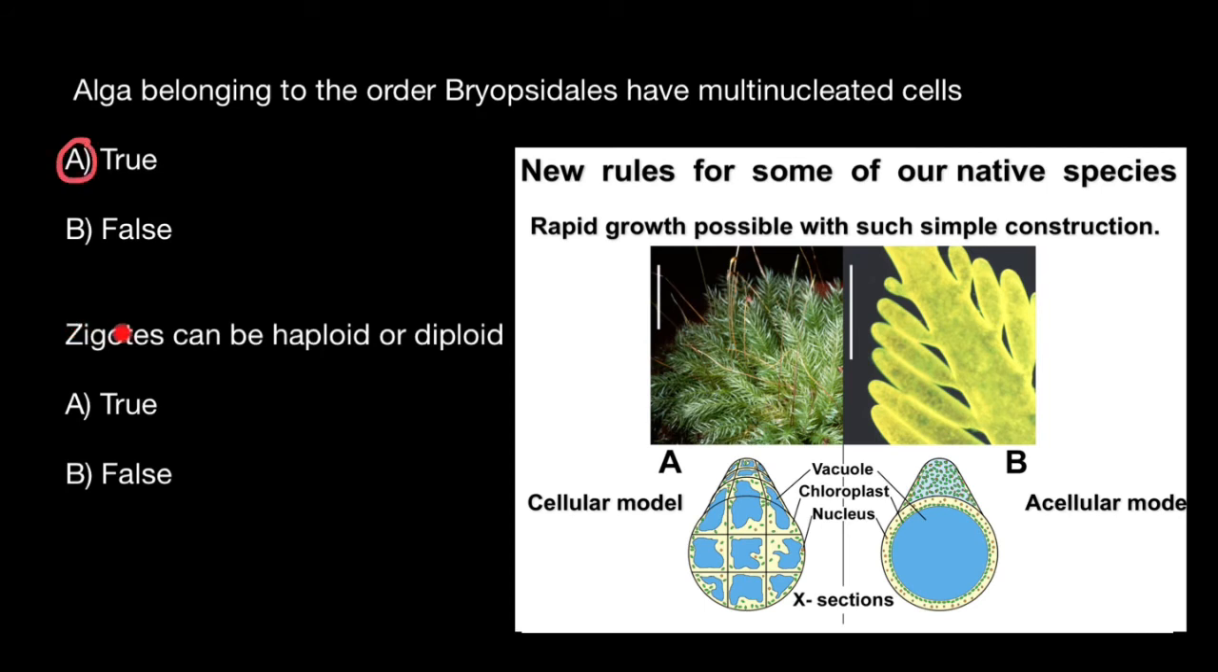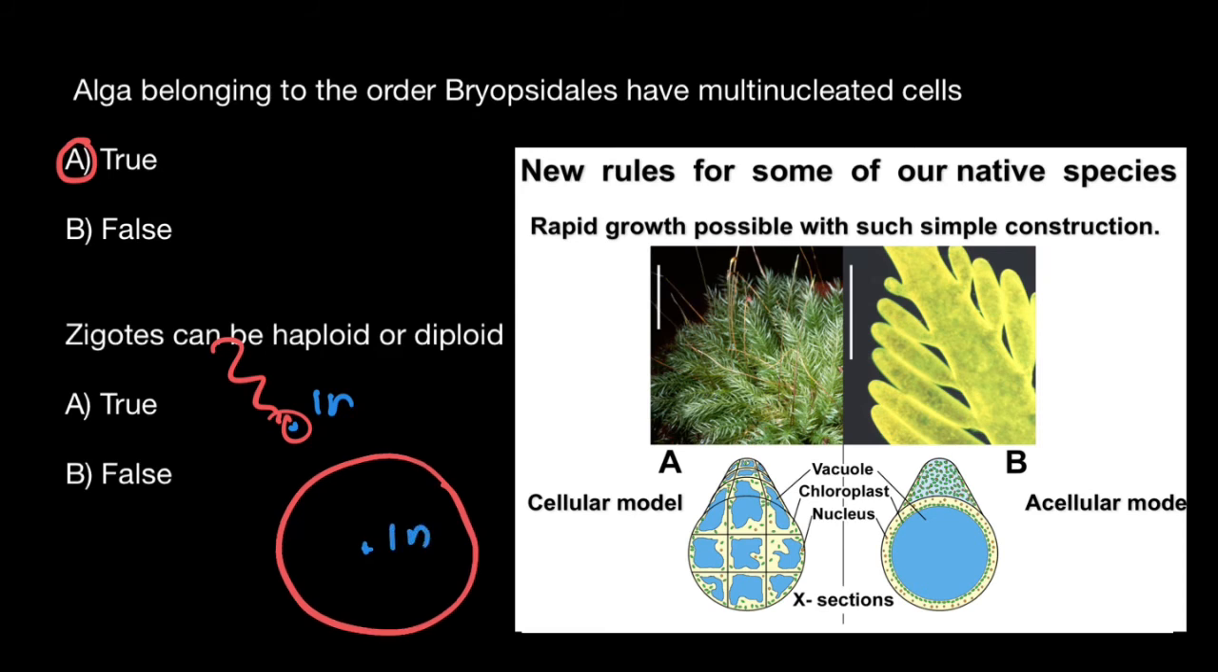And the last question, zygotes can be haploid or diploid. Take a look. Here is a sperm. Sperm is a gamete. And gametes are haploid, so 1N. And here's another gamete, which we call egg cell, and it is also haploid, so 1N. And when sperm penetrates egg cell, we say egg cell becomes fertilized and becomes a 2N zygote, or diploid zygote. So zygotes can be diploid, but they cannot be haploid.